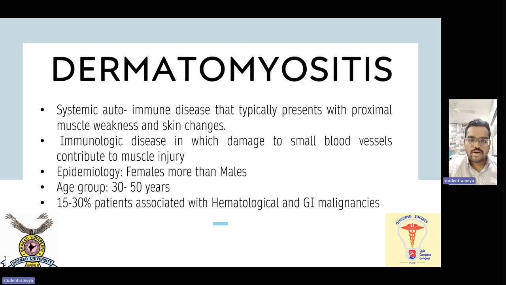Dermatomyositis refers to a systemic autoimmune disease that typically presents with proximal muscle weakness and skin changes. Both words are very important here, proximal muscle weakness and skin changes. It is an immunologic disease in which there is damage to small blood vessels which contributes to muscle injury. Epidemiology: it commonly occurs in 30 to 50-year-olds, female more than male. And 15 to 30% of these patients are associated with hematological and GI malignancies.